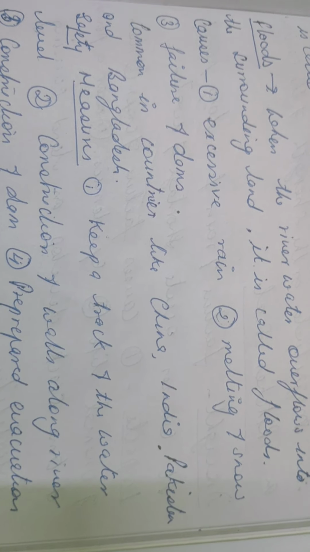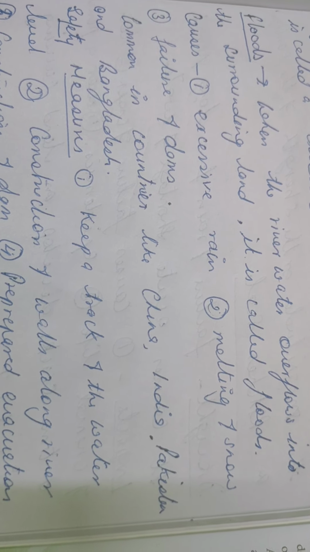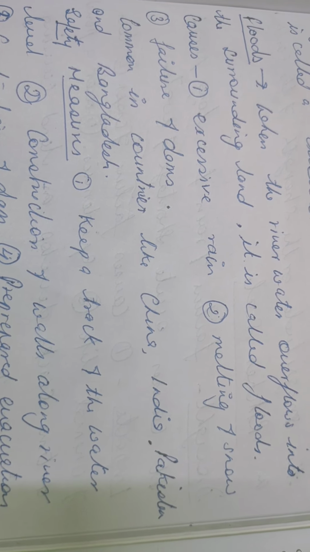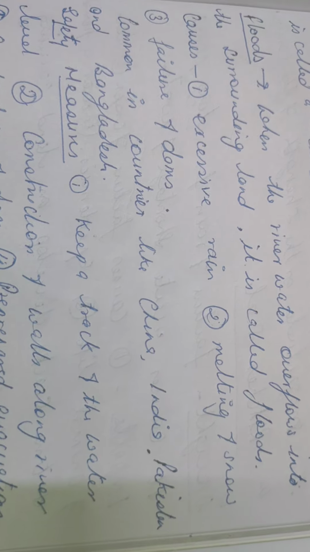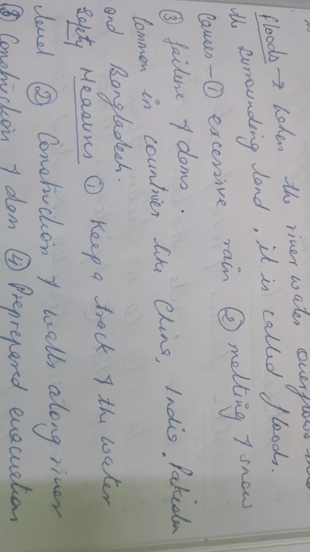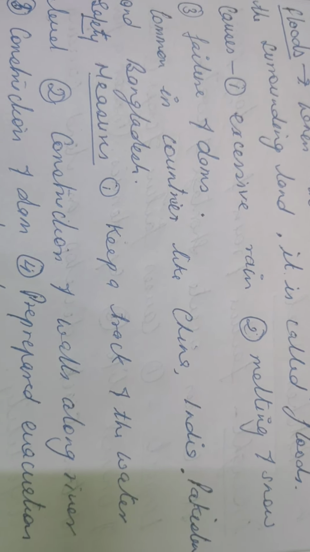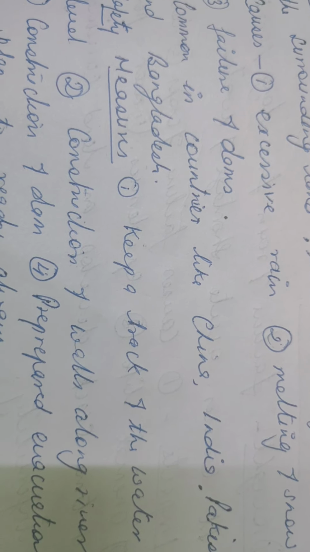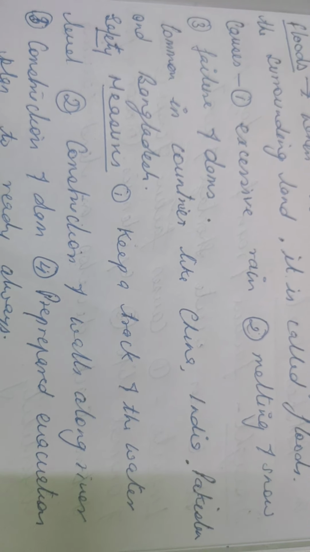Floods are generally common in countries like China, India, Pakistan, and Bangladesh, where we have perennial rivers. That means rivers which have water throughout the year. They do carry water throughout the year, but during the rainy season, that water becomes more. It starts overflowing, and therefore a flood is caused.